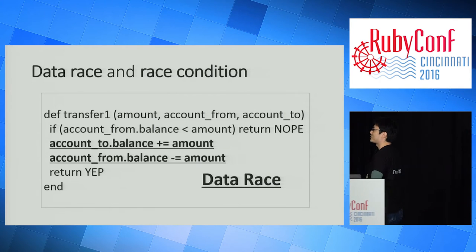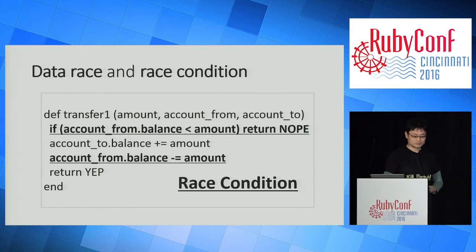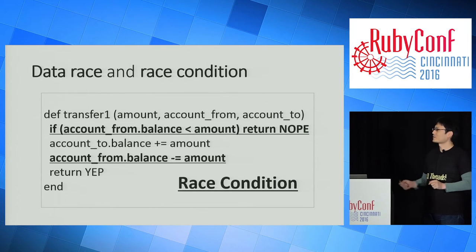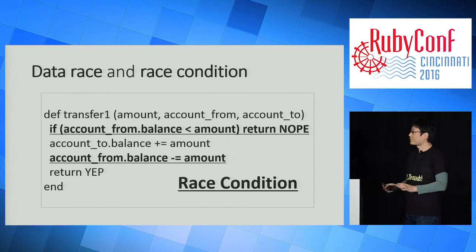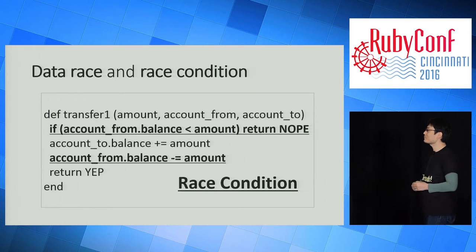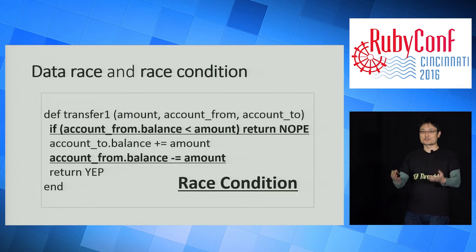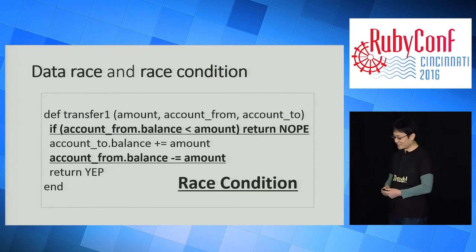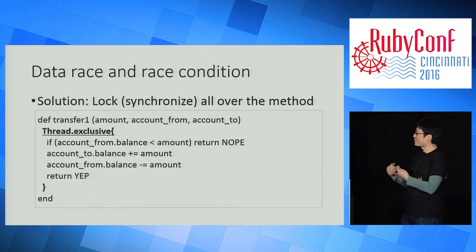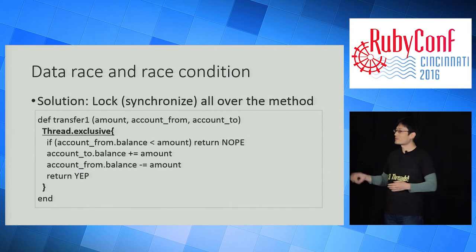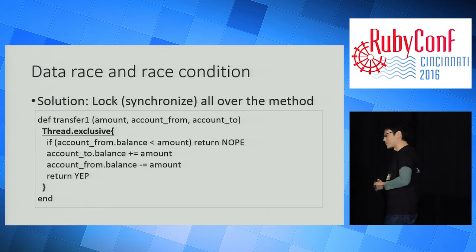Also, another one is the race condition bug. The combination of these two lines causes a problem. The balance of the source account can underflow. If you can't find these bugs, you shouldn't write multi-thread programs. Anyway, the solution to make a thread-safe program is that we need to synchronize all of these methods, using mutual exclusion, a mutex, or such a thread-exclusive method.